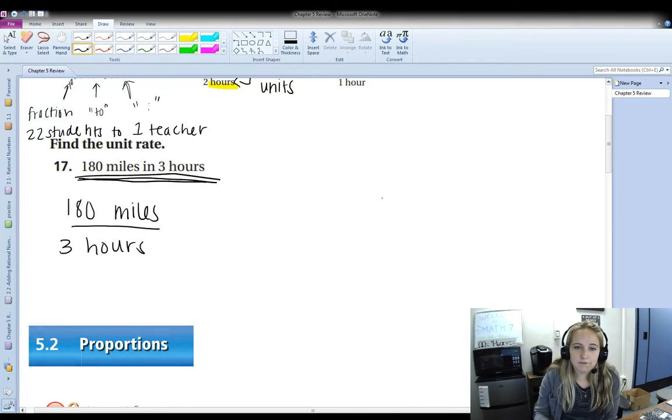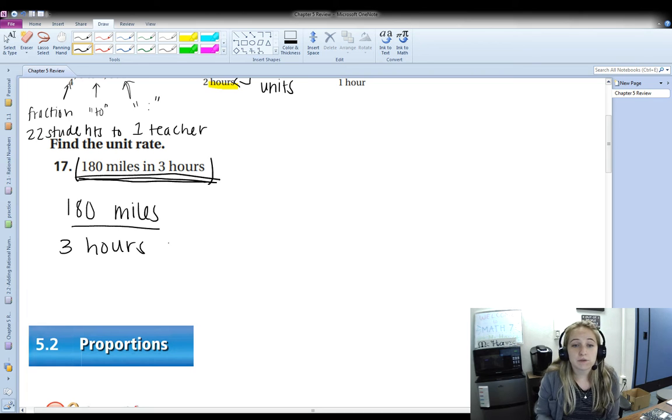You do have to be careful because if you had a table, you want to make sure to read the sentence that it actually tells you to find and make sure that you use that to set up your fraction and not the table, okay?